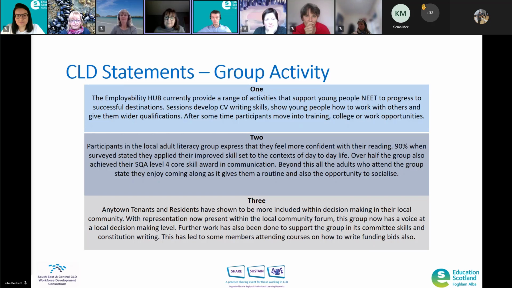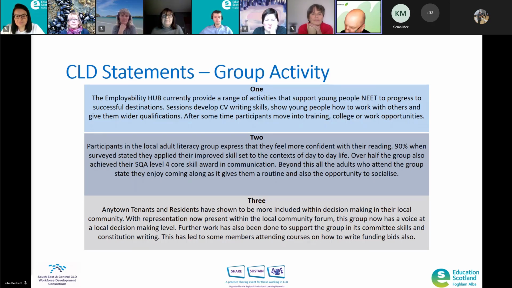We've seen who has their hand up. Paul, do you want to come in? Yeah, so we added in the first one, currently provide, sorry, I've written this down, well-planned activities, so, just emphasizing that.